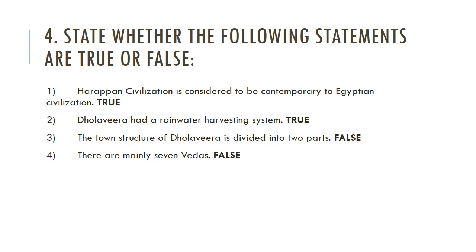And fourth one, there are mainly 7 Vedas. False. There are mainly 4 Vedas. They are Rigved, Samved, Yajurved, and Atharvaved.